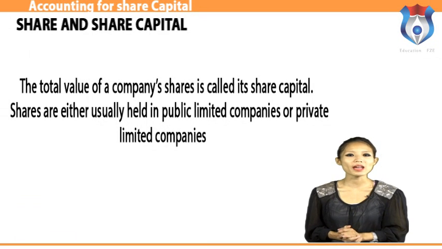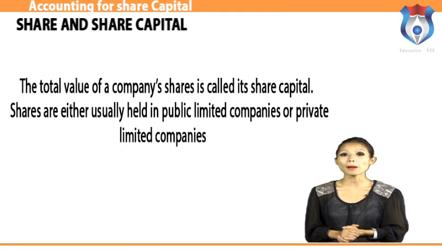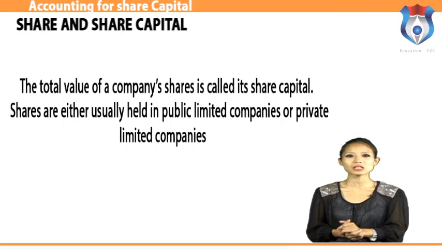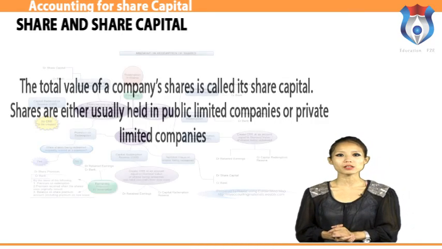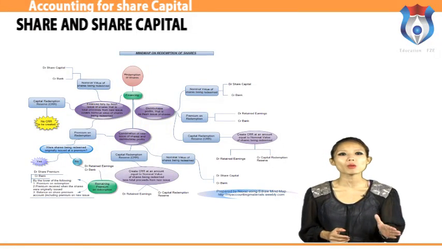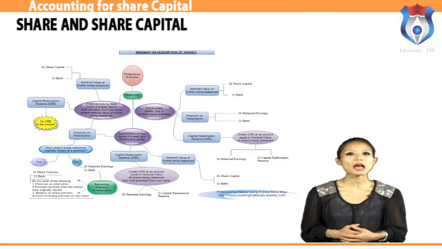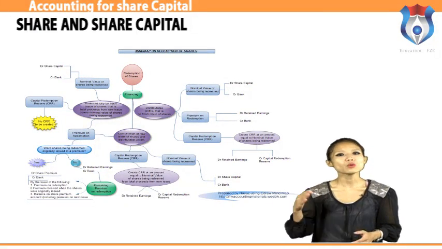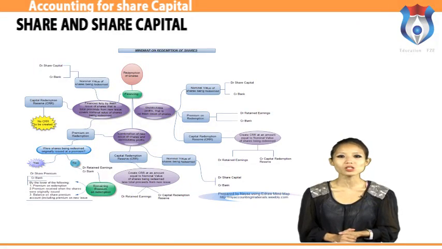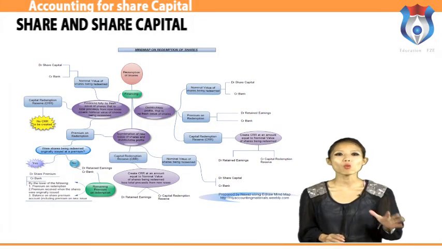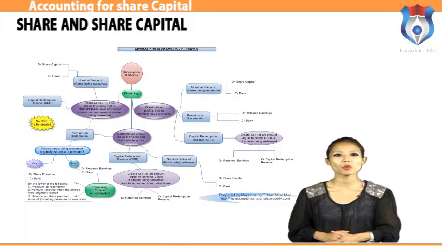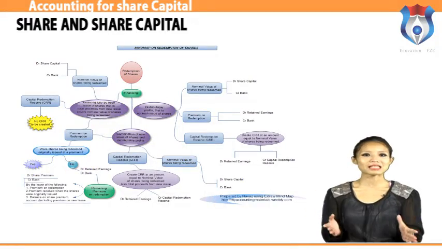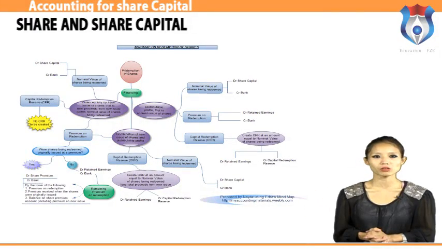Let us learn what is share and share capital. The total value of a company's shares is called its share capital. Shares are usually held in public limited companies or private limited companies. These shares give a member certain rights. For example, they may give a right to a dividend and voting rights within the company. The nature of those rights depends on the class of share and what has been specified in the Articles of Association. A minimum of one share must be issued at incorporation, and a company can alter the value of the share capital, issue further shares and cancel shares, although the latter can be difficult.